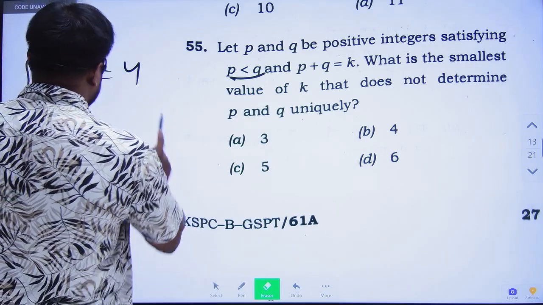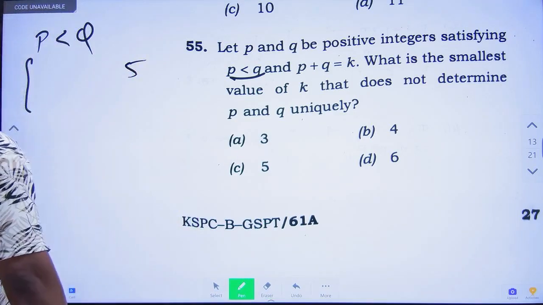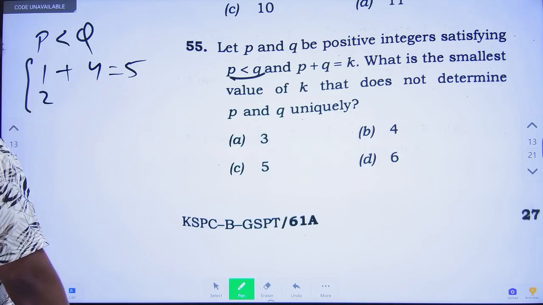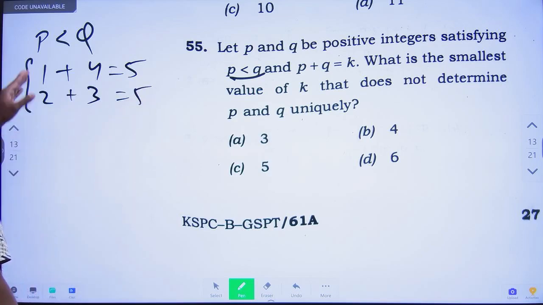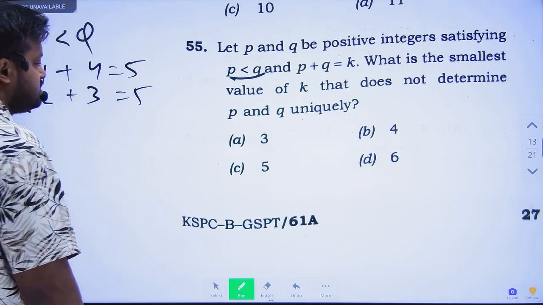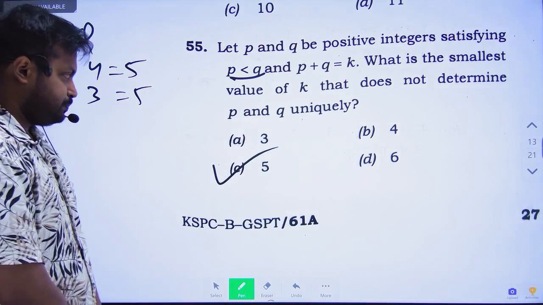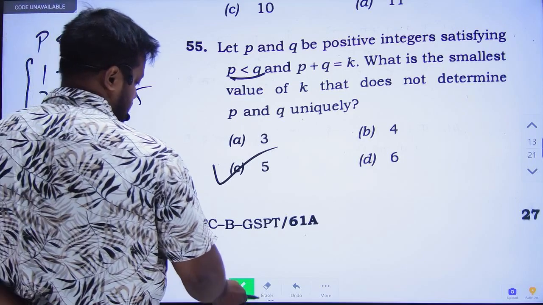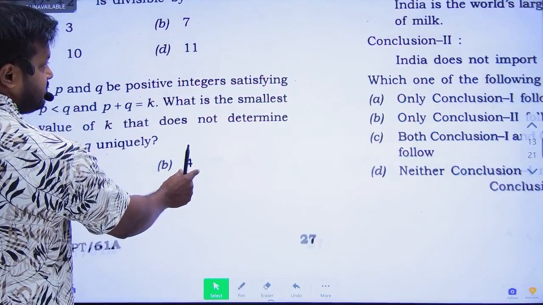Now coming to the next case of 5. In case of 5, 1 and 4 equal to 5, 2 and 3 again equal to 5. So here we cannot determine uniquely, either this or this, both are satisfying. Q is greater than P, so I'll say least is 5. Option C is correct. Okay, option C is correct. So this is 55.